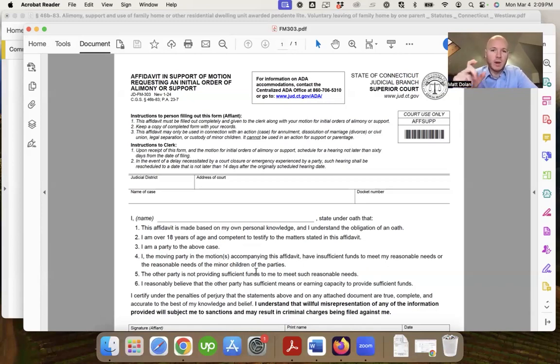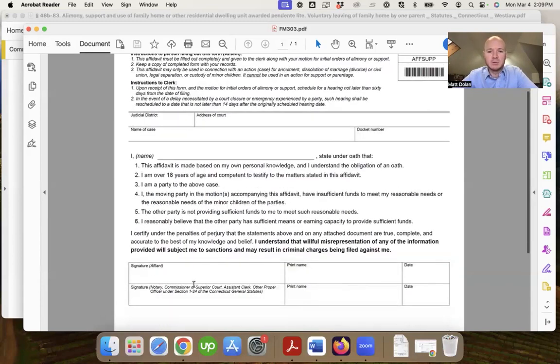It's not just one of them. You have to have all three. And then you just sign the form and have a notary. It has to be notarized, and you submit that with your underlying motion. So those are the basics on how to request that expedited hearing within 60 days.